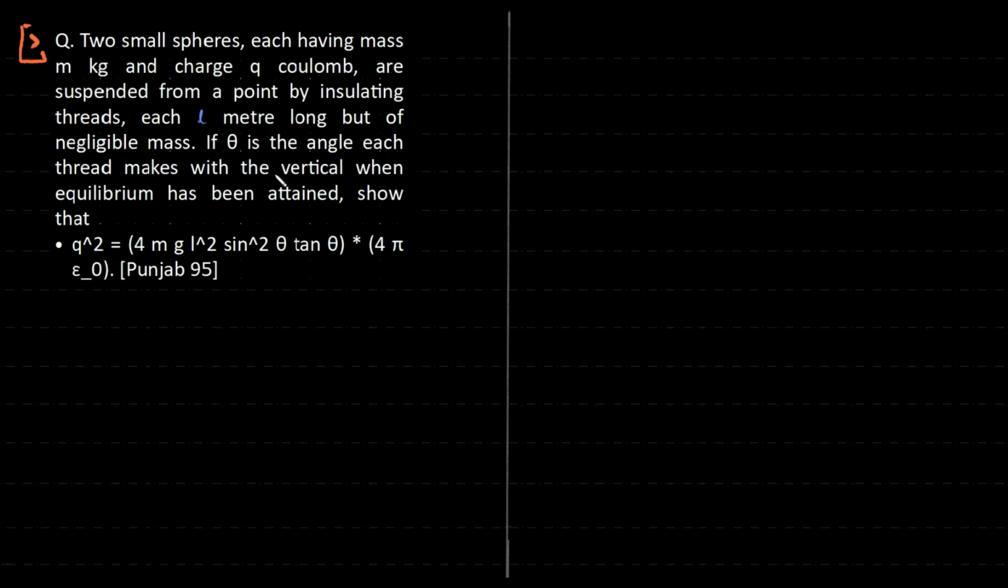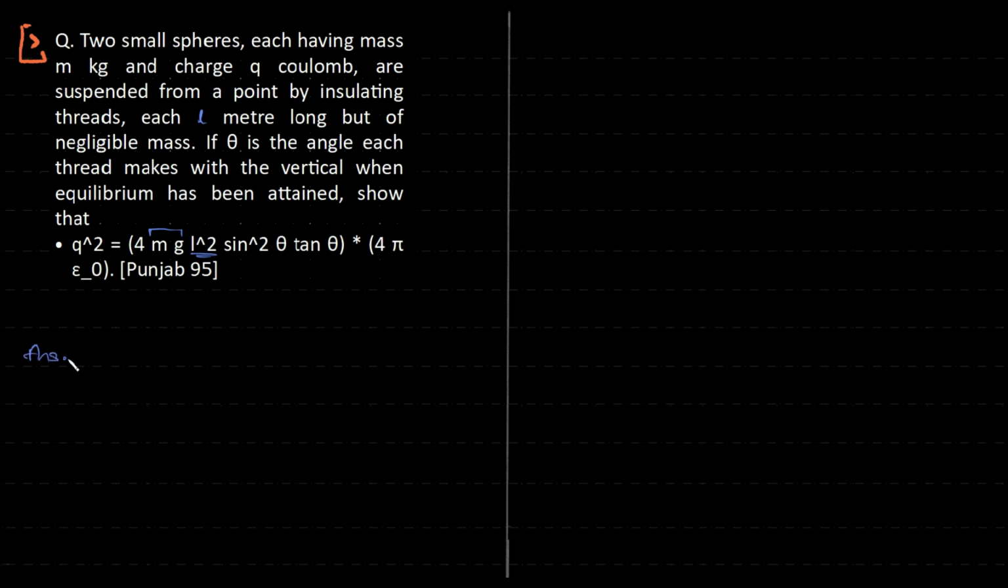If theta is the angle each thread makes with the vertical at equilibrium, show that q square is equal to this particular expression. It's related to mg, that is weight of the object, the length of the thread, sine square theta, tan theta, 4 pi epsilon naught. This is nothing but your k. So this is basically a combination of mg and Coulomb's law.